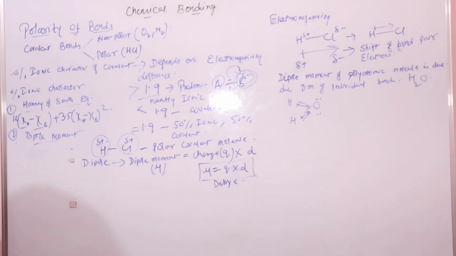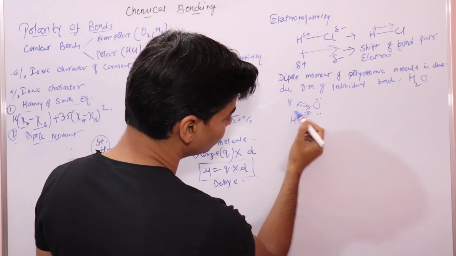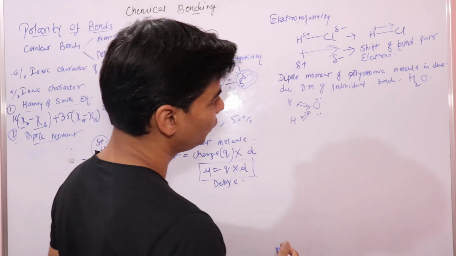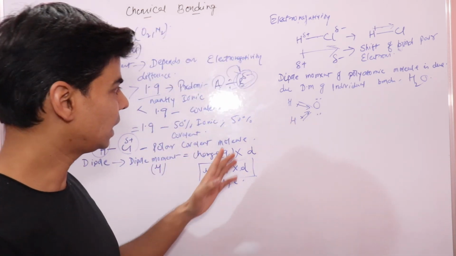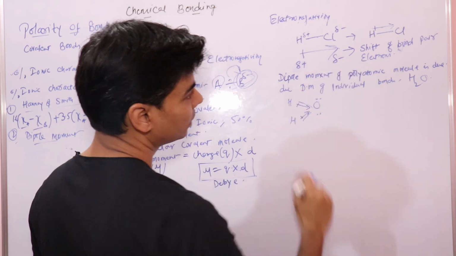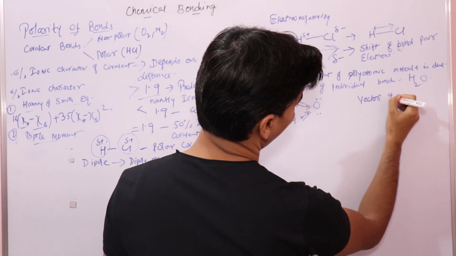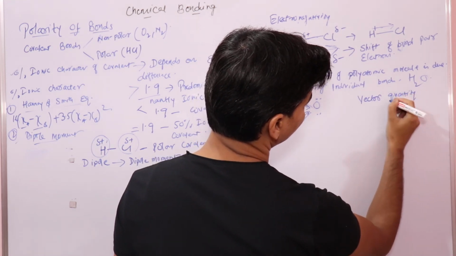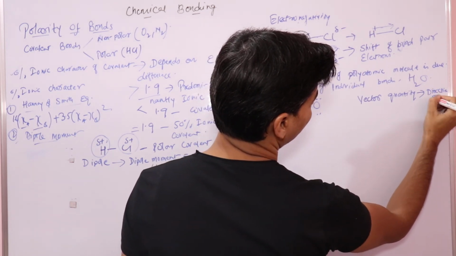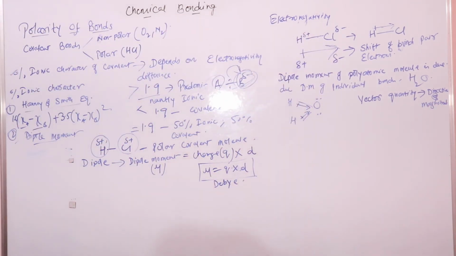This is how it is represented, and the dipole moment of the water molecule is due to the dipole moments of these two bonds, right? We know that dipole moment has a direction and a magnitude, so we represent it with a direction. It is a vector quantity, that has direction and magnitude. So dipole moment is a vector quantity.